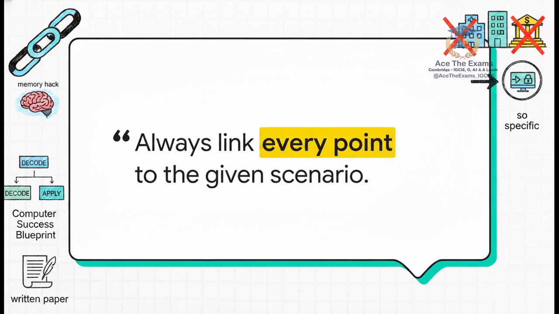Think of it like this. If your sentence can apply to a hospital, a school, and a bank all at the exact same time, it is way too generic, and it will not score marks. Your answer must be so razor-specific that it only makes logical sense for the unique scenario the examiner just handed you. That is the true computer science success blueprint. Decode the command word, apply the PL framework, and link relentlessly to the context.